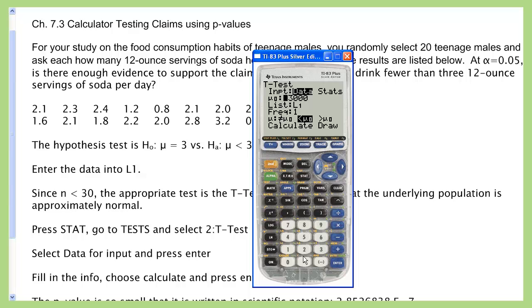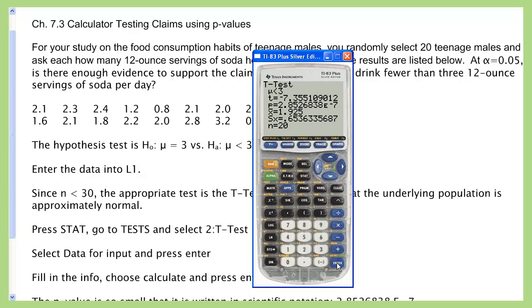Alright, so I'm going to put 3 here because the hypothesized mean was 3. My data's in my list 1. My frequency is 1, and I want less than. So I already have that one highlighted, so I'm going to go down and press Calculate.